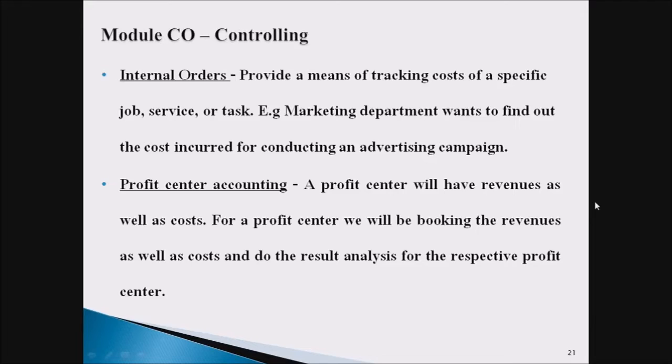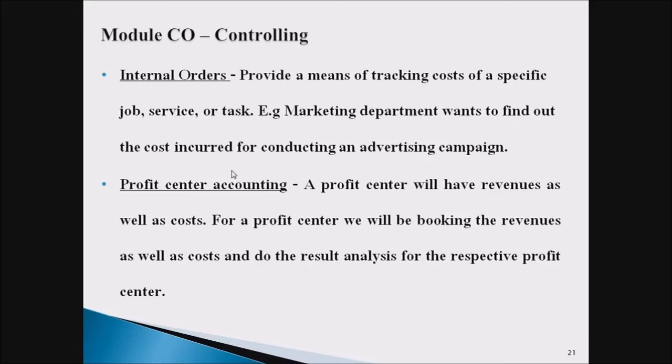Now, in the first two cases, whether it is cost center or internal orders, we have been talking only about the costs. Nowhere has the concept of revenue come into the picture. The concept of revenue will come into the picture when we talk about profit center accounting. A profit center will have revenues as well as costs. A profit center is a department in an organization which is giving some kind of income to the company, but simultaneously there is some kind of expenditure involved. So for a profit center, we'll be booking the revenues as well as costs.